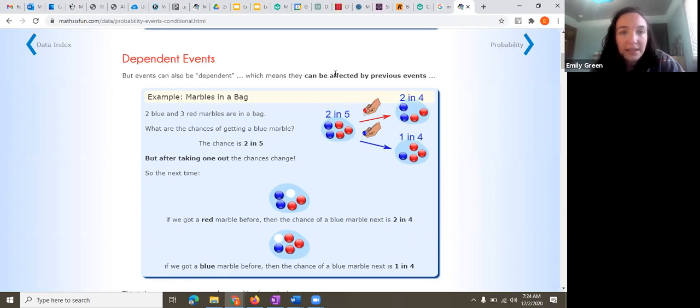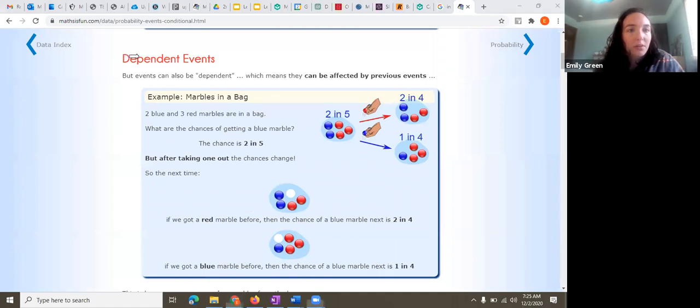So just like we're seeing in this diagram, if you pick a blue marble the first time, then there's only one blue marble left and 3 red marbles. So it would be 1 divided by 4 is the chance of getting a blue marble that second time. If you picked a red marble the first time, then you still have 2 blue marbles and you only have 2 red marbles. So the chance is 2 divided by 4. So this is an example of a dependent event because you're going to get a different probability for the second one based on what you got for the first one.